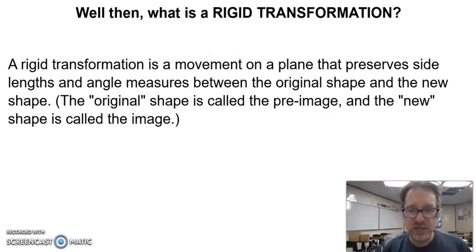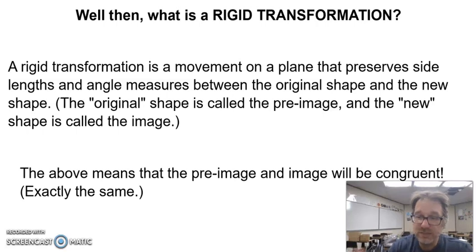Now here's the technical definition. A rigid transformation is a movement on a plane. So I'm going to start with a figure and move it around someplace on a flat surface. When I move it on this plane, this will preserve side lengths and angle measures between the original shape and the new shape. We're going to call our original shape the pre-image, and we're going to call the new shape our image. This is a fancy way of saying that the pre-image and the image are always going to be congruent. They will always be the same as each other.